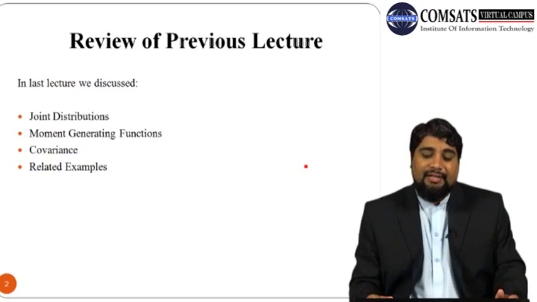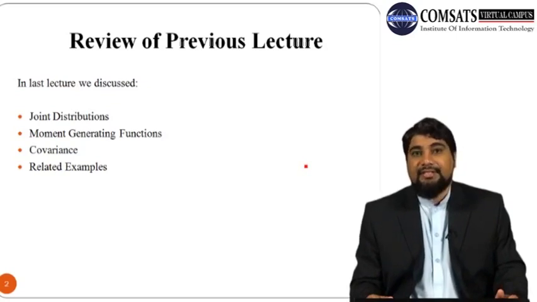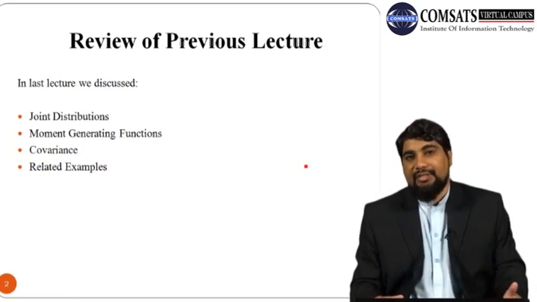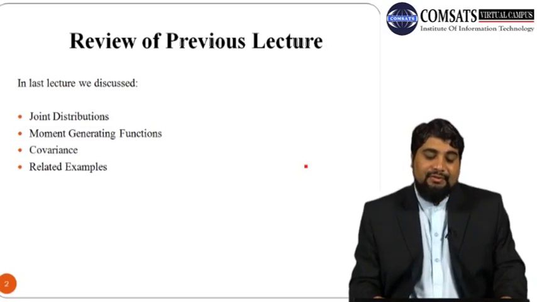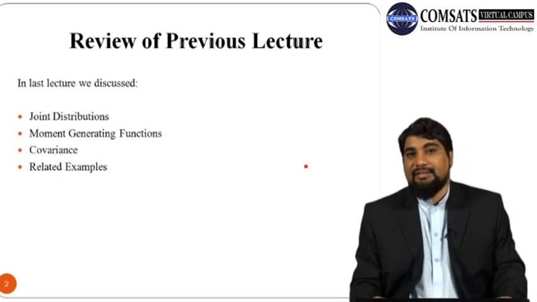And then in the last lecture we have also discussed the concept of covariance between two random variables, that how the two variables are associated with each other, that increase in one variable whether it leads to increase or decrease in the other variable, and we have discussed some formulas of the covariance. In addition we have discussed some of the related examples of all these concepts.